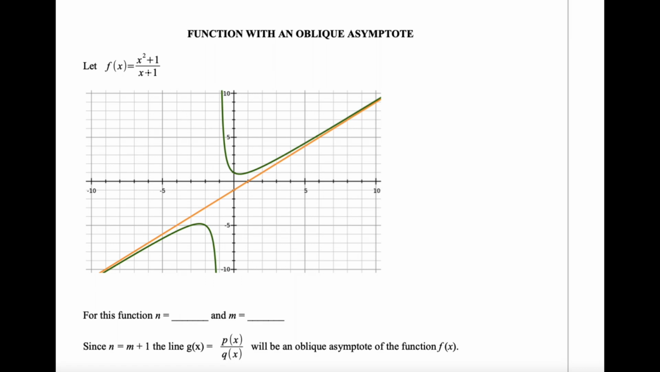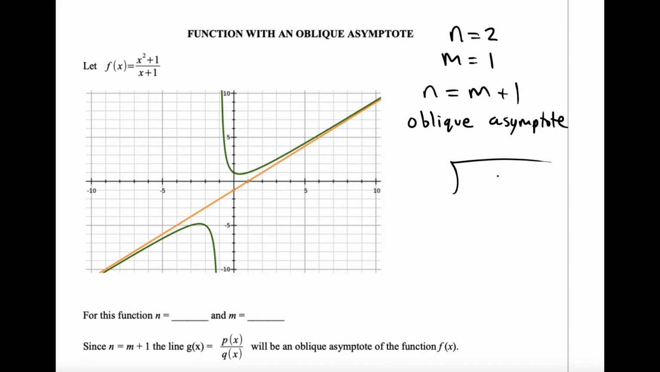Alright, here's another example. x squared plus 1 over x plus 1 is the rational function. As we can see, the n is 1 bigger than the m. So here n is 2, m is 1. We see that n is m plus 1. Therefore, there's going to be an oblique asymptote. So let's now divide x squared plus 1 over x plus 1.